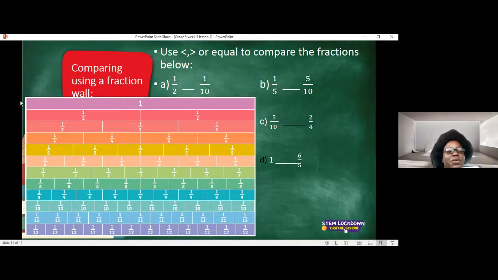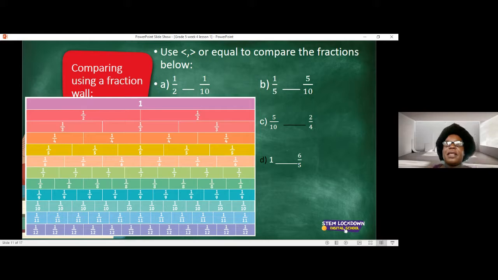So where is 1/2? 1/2 starts from here going up until there. This is where 1/2 ends. Can you see that? And then where is 1/10? We come down to tenths, and we only want 1/10. So 1/10 starts here, and ends there. Which one is bigger between 1/2 that starts here and ends here, and 1/10 that starts here and ends here? Do you see how we use the fraction wall? So obviously 1/2 is bigger. That proves my statement that the smaller the denominator, the bigger the fraction.